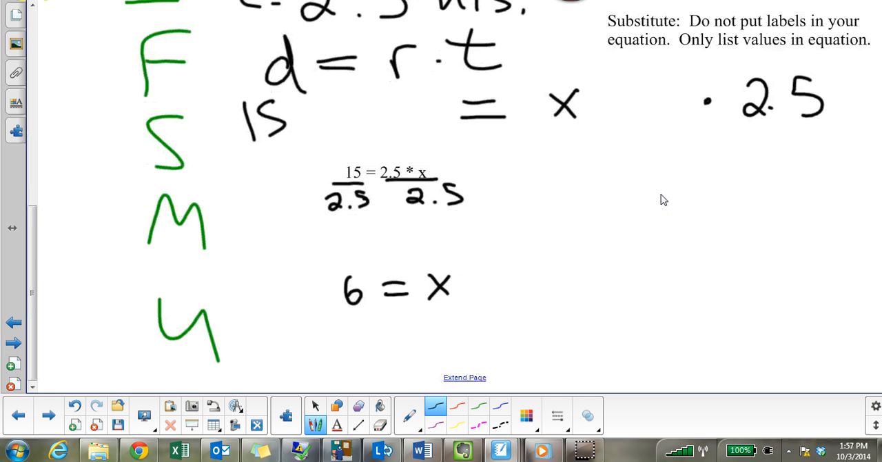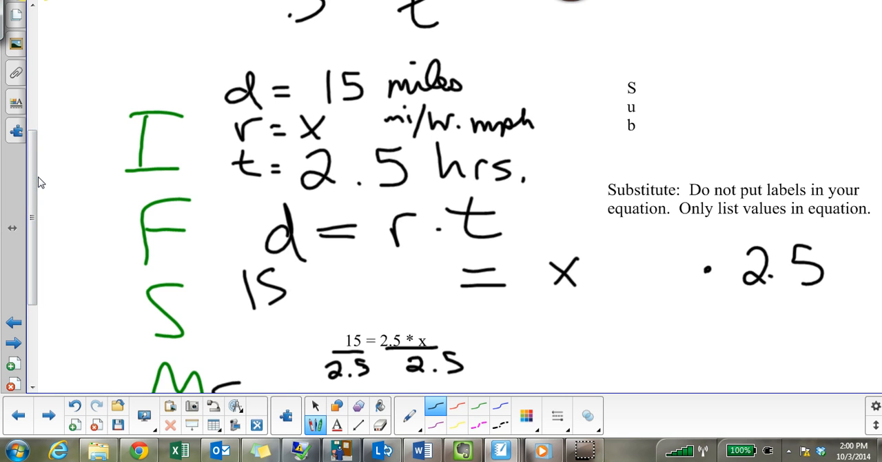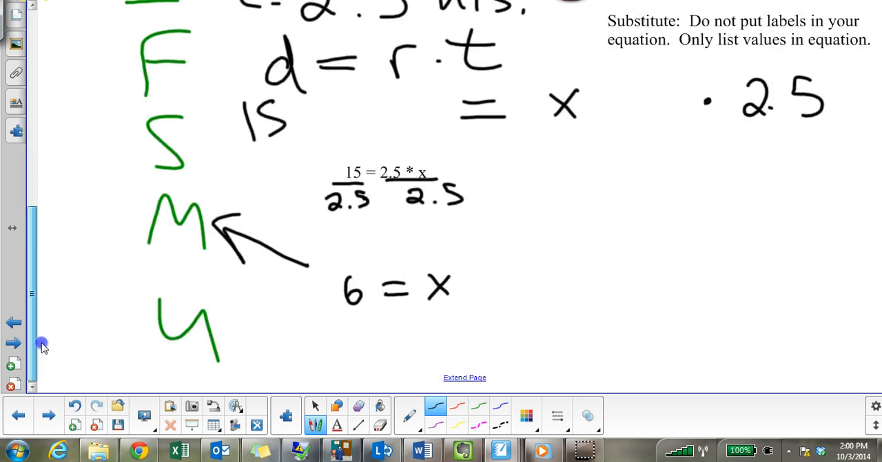So when we divide by 2, all we really have here is 15 equals 2.5x. Divide by 2.5 and we get 6. And then that's the M. That's this part here, solving the equation and doing the math. And for the U, the unit, we go back up and we see that x was miles per hour. So that's the unit. So it's just 6 miles per hour, and that's the answer to the problem.